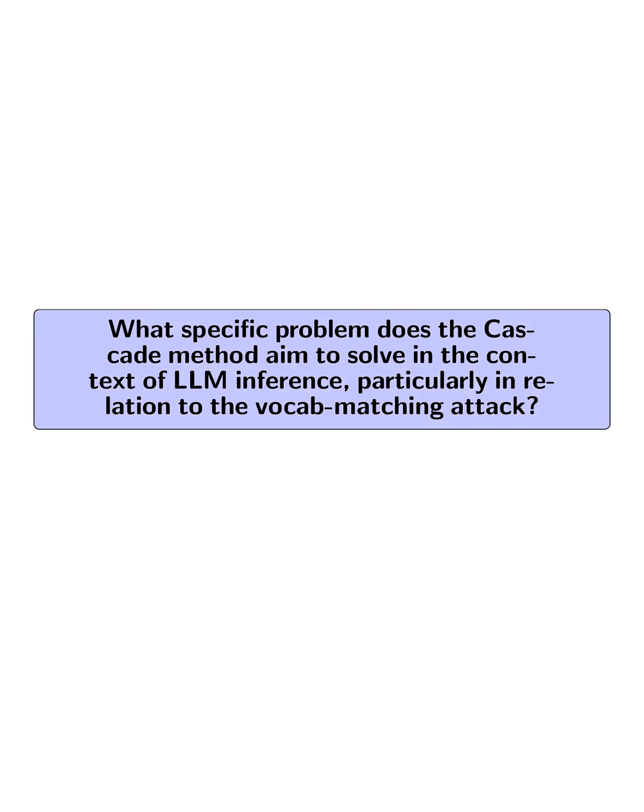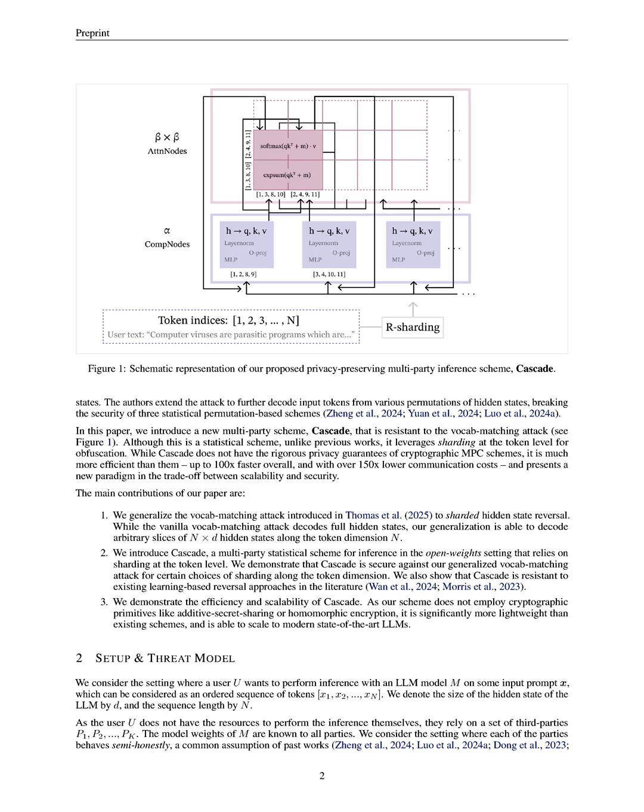What specific problem does the Cascade method aim to solve in the context of LLM inference, particularly in relation to the vocab matching attack? The Cascade method aims to address the security vulnerabilities associated with the vocab matching attack, which can decode input tokens from hidden states in large language models, LLMs.